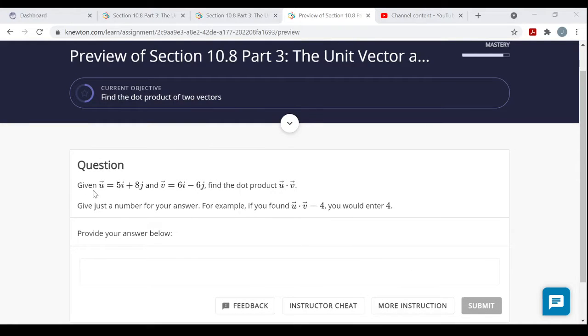Alright, so here we're given two vectors, right? Vector u is 5i plus 8j, right 5, up 8. V is 6i minus 6j, which would be right 6, down 6. We're asked to take these two vectors and find what's called their dot product, u dot v. Remember, this will be just a number. The dot product of two vectors is a scalar, a number, not a vector.